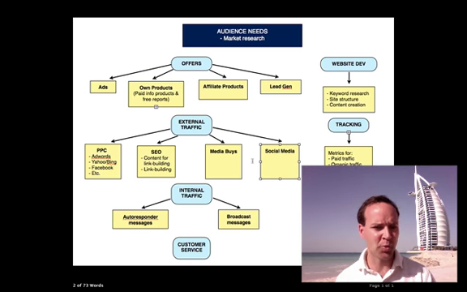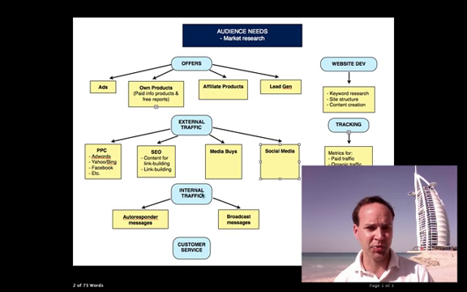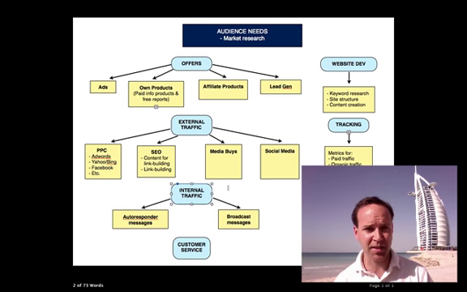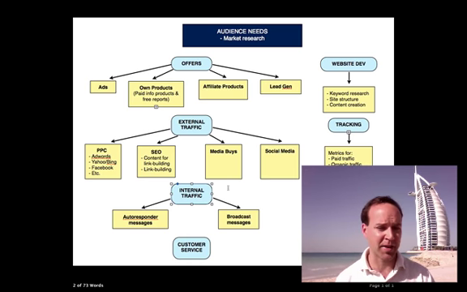Now, nobody talks about this, but I also divide my traffic into internal traffic, because if you have an email opt-in form on your sites, you're building an email list. And then you can start generating your own internal traffic to your websites by sending out autoresponder or broadcast messages to your lists and getting traffic that way back to your sites.